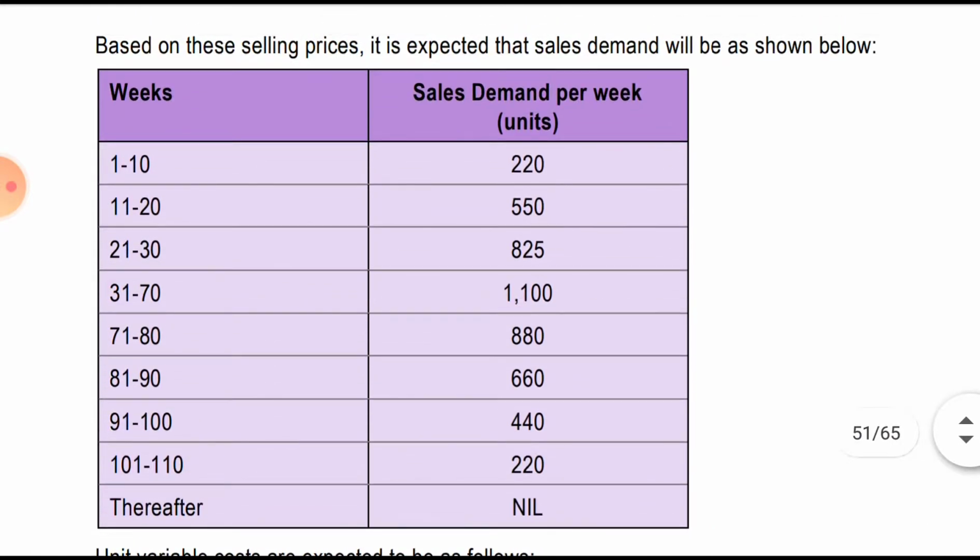This is also an indication of the declining stage: from the 71st week, the sales are reducing from 1100 to 880. So demand has been reducing. This is also an indication of the declining stage.